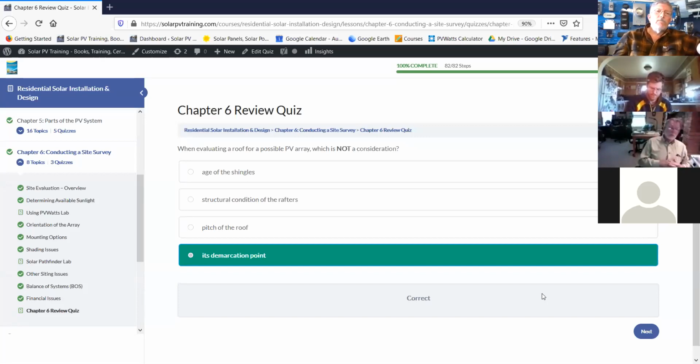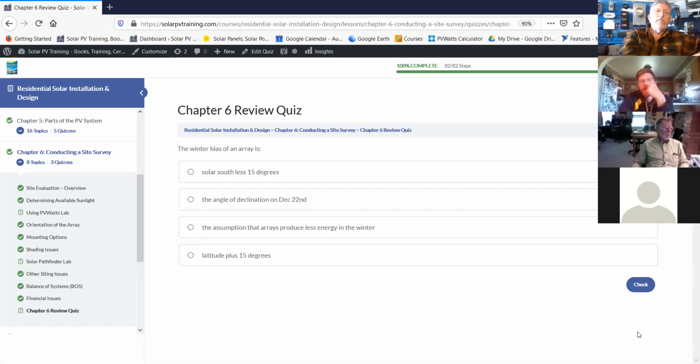A demarcation point is just where one person's responsibility begins and the other person's ends. So in an electrical system, that's going to be your meter, usually is the demarcation point. The utility's responsibility ends at that point. Your responsibility begins. So if you have to replace wire or whatever, that's the demarcation point.